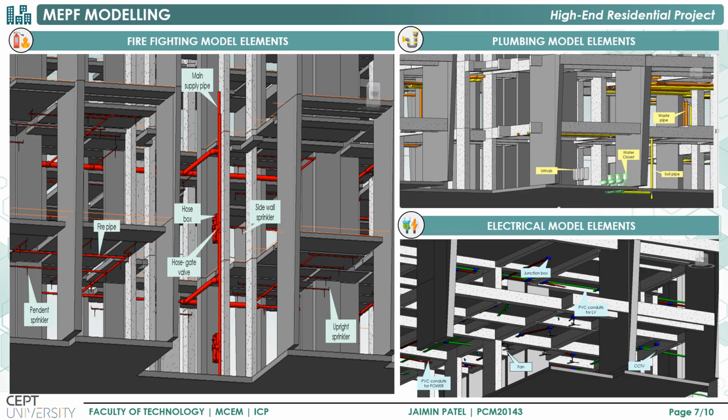Next is the firefighting model, consists of fire pipes, sprinklers, hose box, and hose wall. Then the plumbing model consists of soil pipes, waste pipes, and then we show fixtures in one of the male washroom consisting urinals, closet, traps, and basins. And lastly, the electrical model consisting the elements which are power conduits, low voltage conduits, junction box, and in fixtures we provided fans and CCTVs.